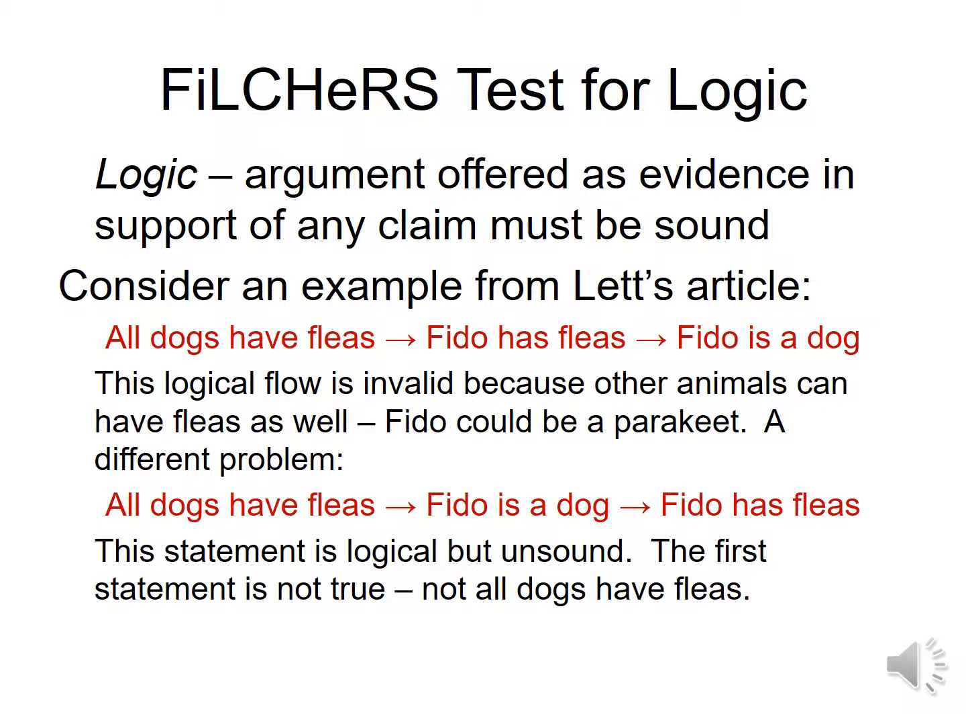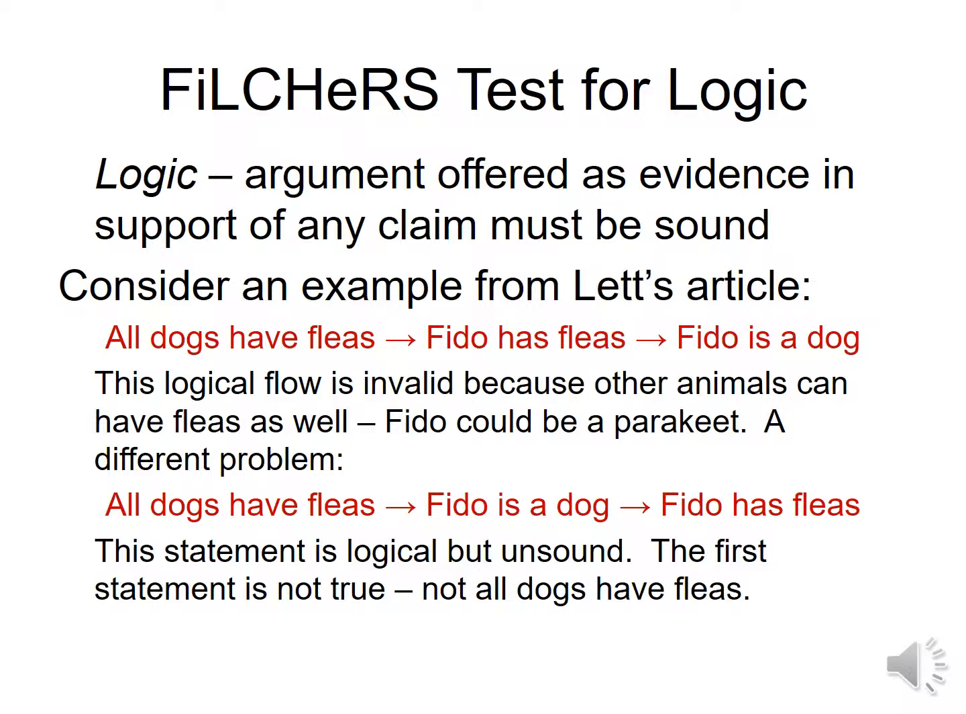If we look at the logic part, here we say the argument that we offer has to be a sound argument. The logic has to flow. And so, for example, from Lett's article, here's his dogs and fleas one. If all dogs have fleas, okay, we might say, well, Fido has fleas, and then we might follow through and say, well, that means Fido's a dog. Well, the flow is not valid because other types of animals can have fleas. So Fido could be a cat, could be whatever has fleas, beaver, whatever it's going to be. He could be any of those, and so therefore, this is not a logical flow.